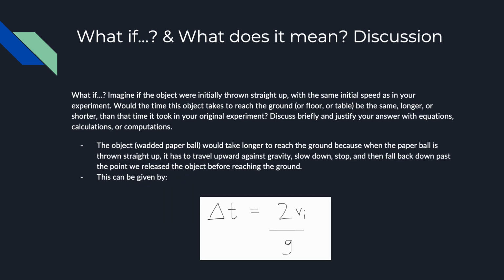Now moving on to what if. So the answer to this question is that the object would take longer to reach the ground because when the paper ball is thrown straight up, it has to travel upward against gravity, slow down, stop, and then fall back down past the point that it was released before reaching the ground. And this can be given by the following. Delta t is equal to 2 times the initial velocity in the y over g.